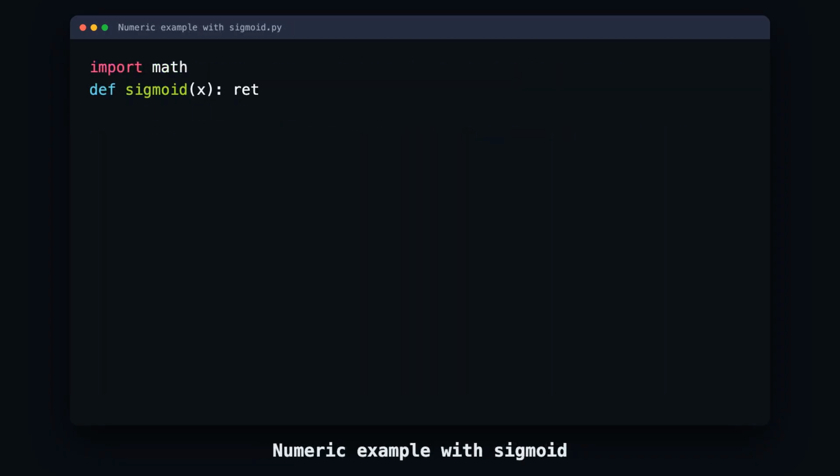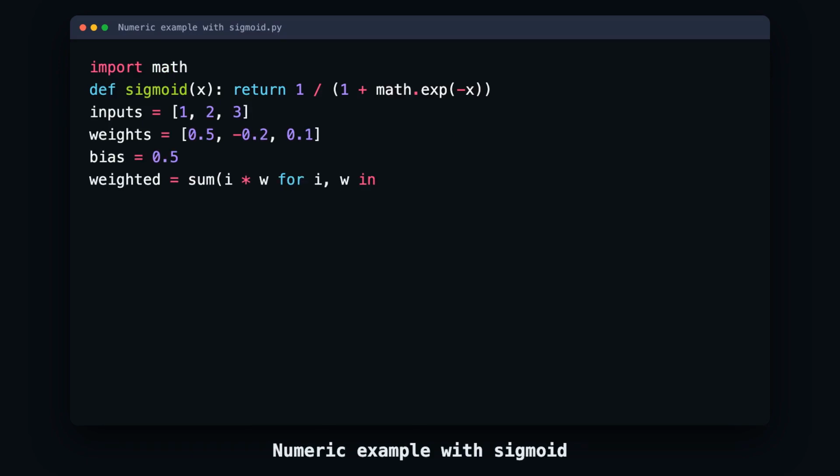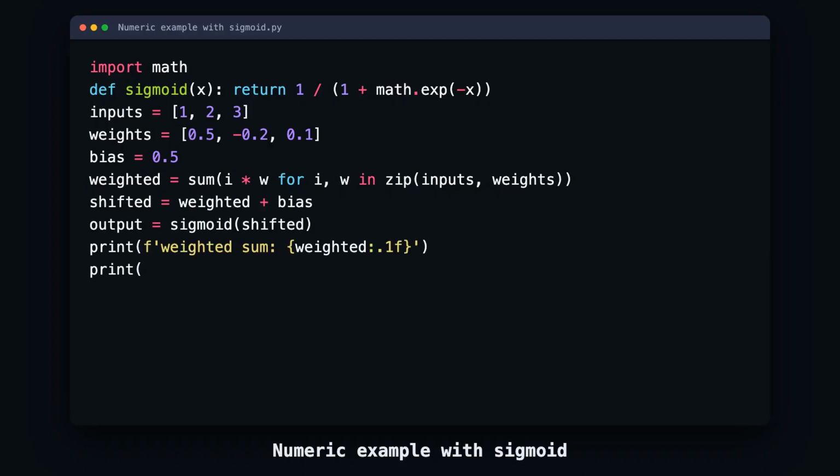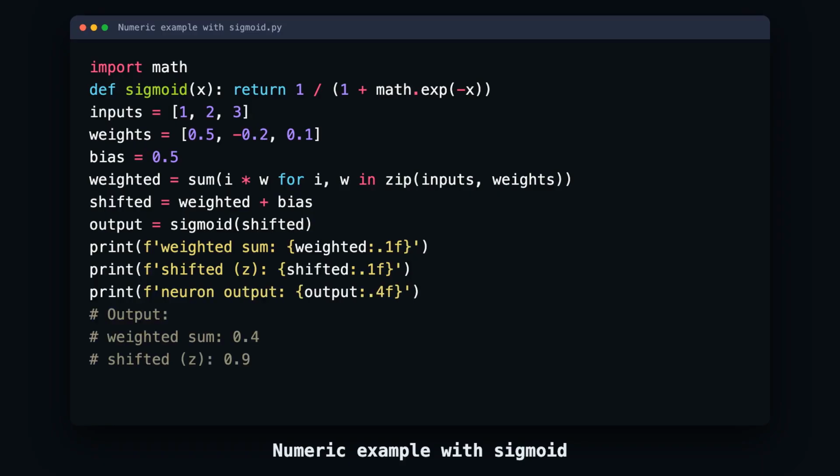Let's see the neuron in action with concrete numbers. We'll define 3 inputs, 3 weights, a bias of 0.5, and use the sigmoid activation. The program computes the weighted sum, adds the bias, applies sigmoid, and prints the resulting activation. This demonstrates how changing any number changes the neuron's decision. We'll also show the intermediate weighted sum and bias shifted value to see each step.